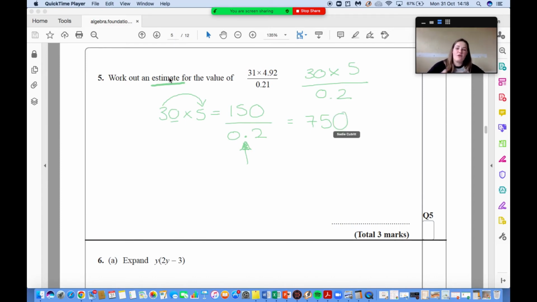We effectively move our decimal point one place over this way, all right? So you can actually fit way more 0.2s into 150 than you can 2, okay? So our answer is 750, all right?